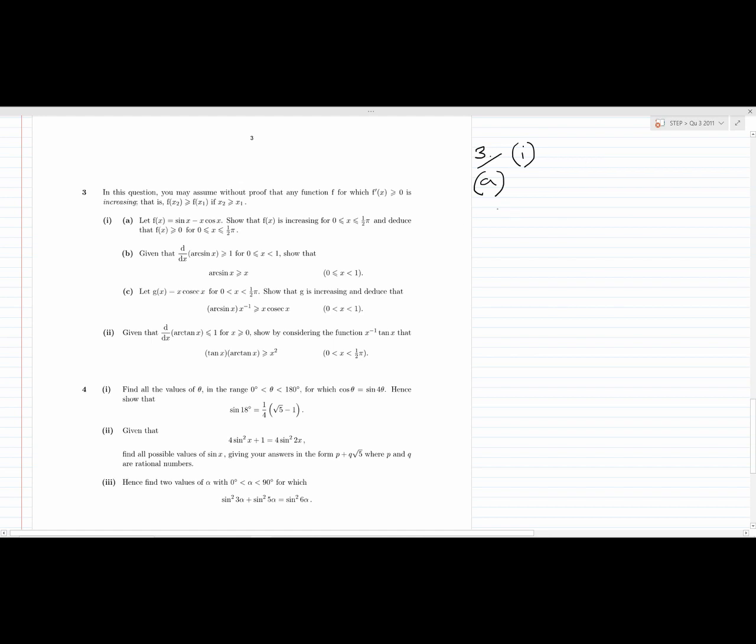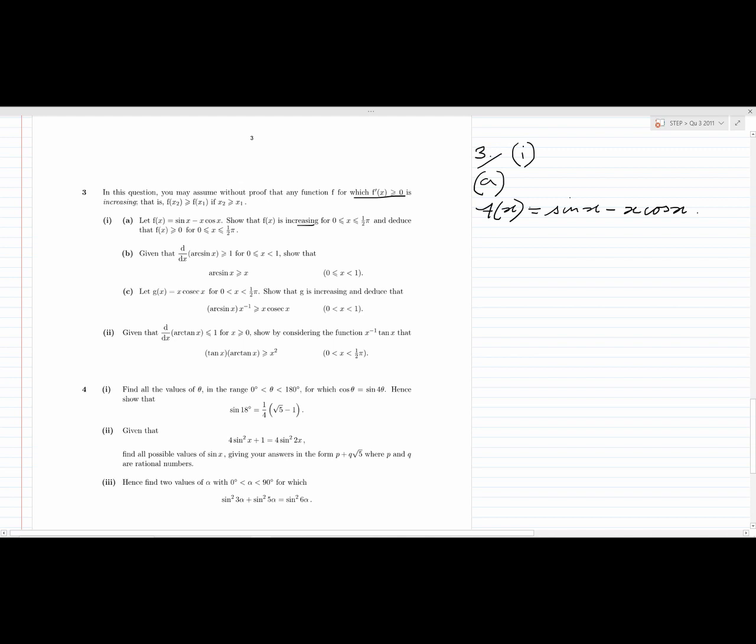So let's have a look. Now we have f of x, concrete case, is equal to sine x subtract x cos x. I don't really know what this graph looks like, but it doesn't really matter. All we're going to do is try to show that it is increasing. So we're going to use the definition that they give us: if a function f is increasing, then its derivative has to be greater than or equal to 0.